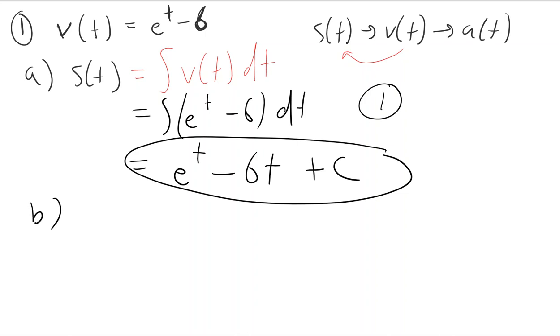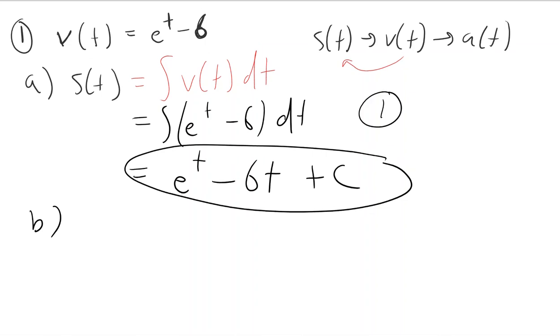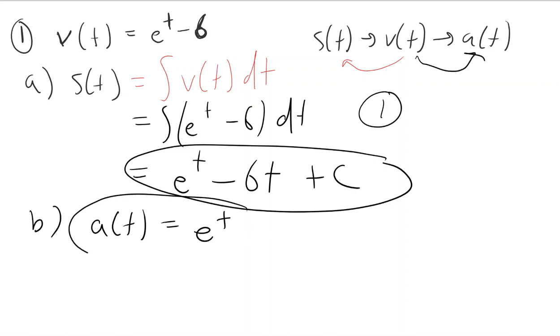Okay, part B wants A of t. So again, you still need to know this relationship between position, velocity, and acceleration. If you've got velocity and you want acceleration, you need to take the derivative. The derivative of e to the t is e to the t. The derivative of a constant is 0. That's all you have to do for part B. I would guess that's probably a 1 point question too.